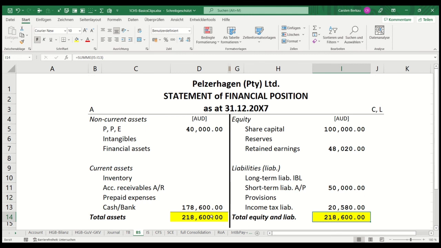We check the accounting equation and we acknowledge the total on the asset side is the same as the total on the capital and liability side. So the accounting equation is fulfilled. Now that you have seen the video, take the textbook and study the case.